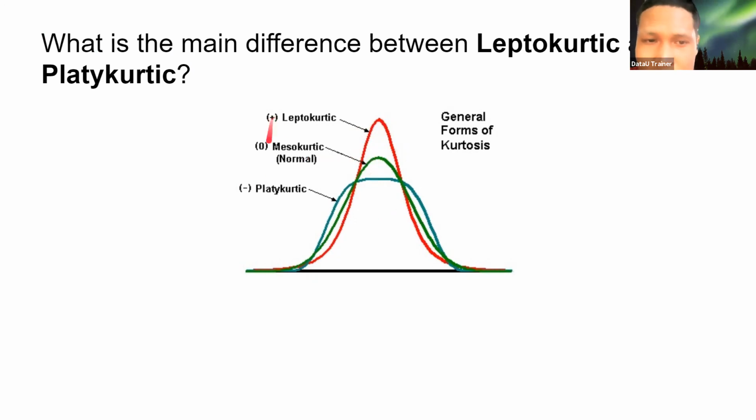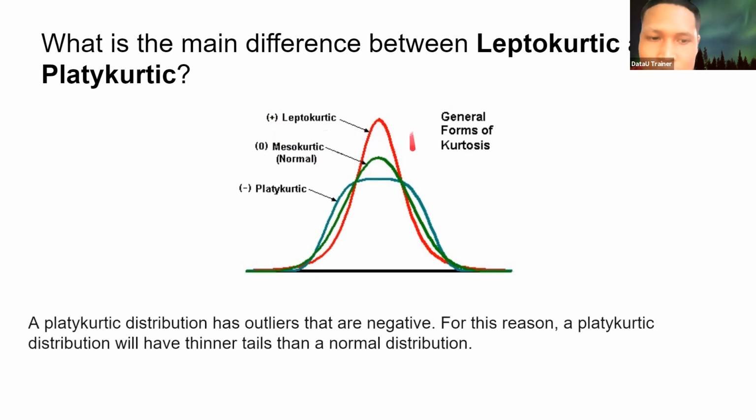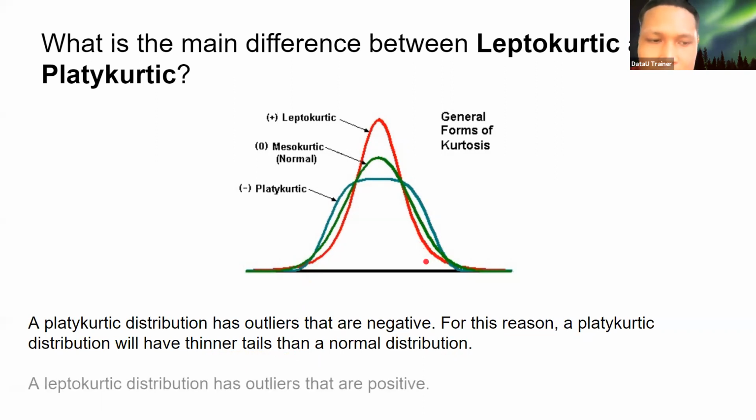Now you'll see here this plus and minus will also tell us something else related to the outliers. For a platykurtic, the outliers are negative, and for this reason, the distribution will have thinner tails at the end than a normal distribution. And if we look at a leptokurtic distribution, it has outliers that are positive, okay? Meaning the number is positive, not negative.